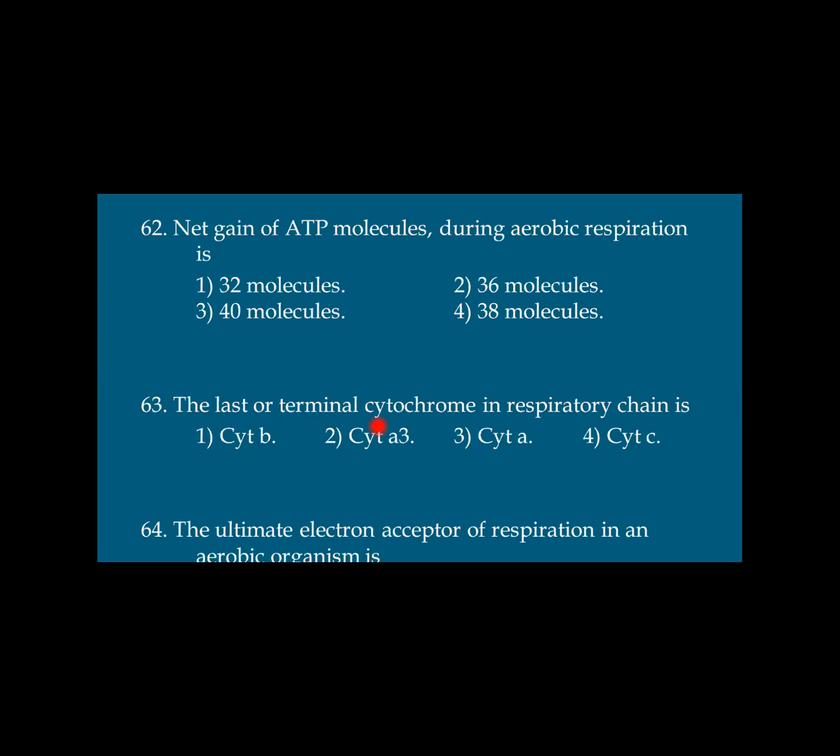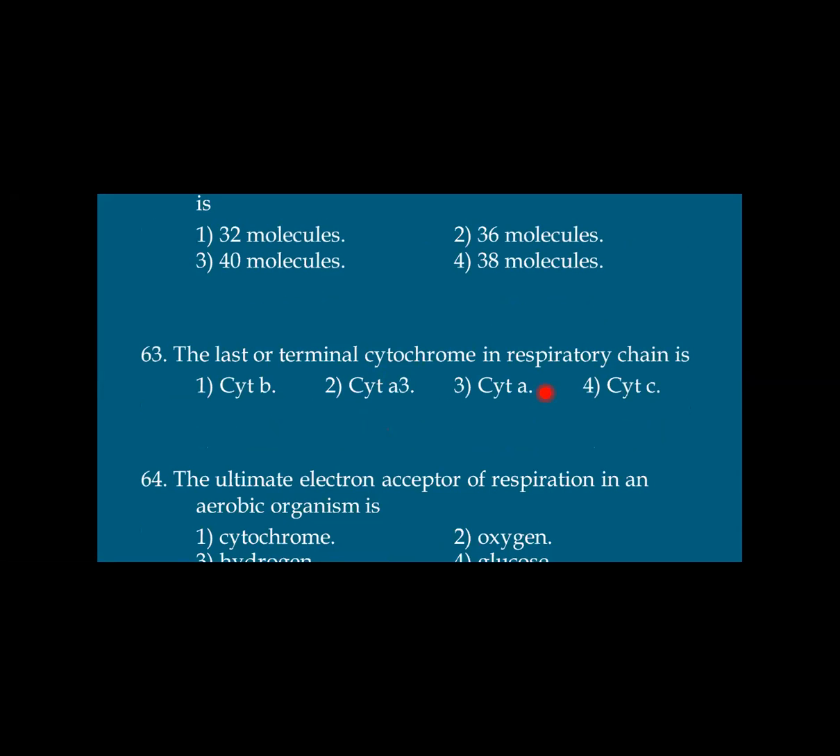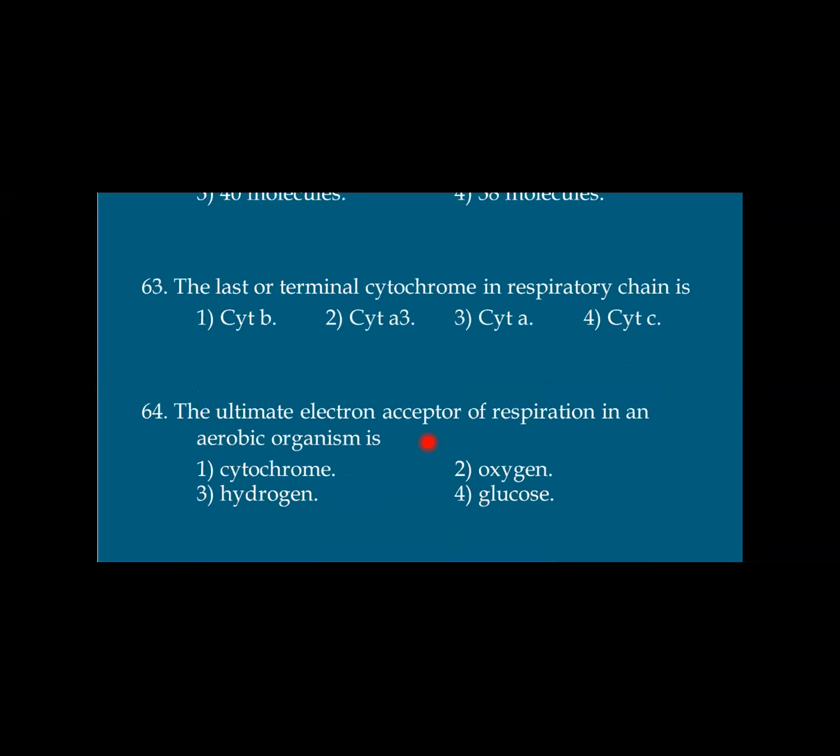Question number 63: the last or terminal cytochrome in the respiratory chain is, as I have already said, the terminal cytochrome which donates its electrons to oxygen, the terminal acceptor. It is nothing but cytochrome a3. Option 2 is the right answer. Cytochrome a3 is the terminal electron carrier which donates electrons to oxygen. Cytochrome c and cytochrome b are components of complex 3, whereas a and a3 are components of complex 4. So option 2 is the answer.